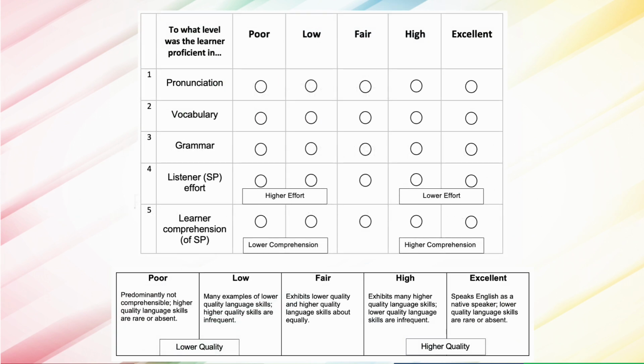When rating English language proficiency, you're not going to have to worry about providing a numerical rating, but will instead fill in a rating that's more qualitative, including poor, low, fair, high, and excellent. And I'll spend some time explaining how this is actually going to work.